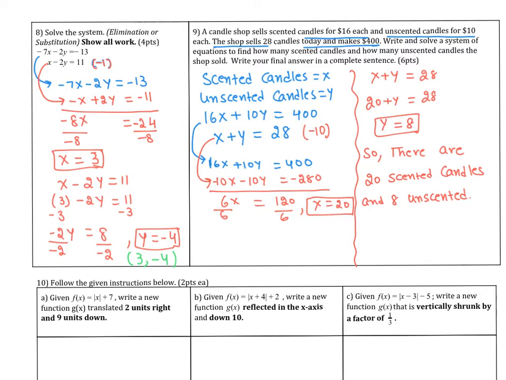Now you're going to find the unscented candles. So you're going to use one of the original equations and use x as 20. So 20 plus y equals 28. Subtract 20 on both sides, and you're going to get y equals 8. So there are 20 scented candles and 8 unscented candles.